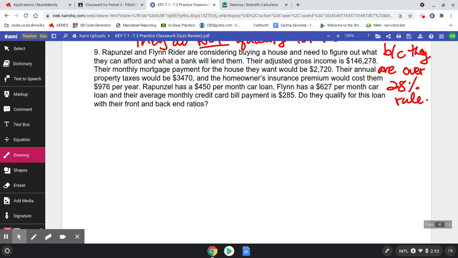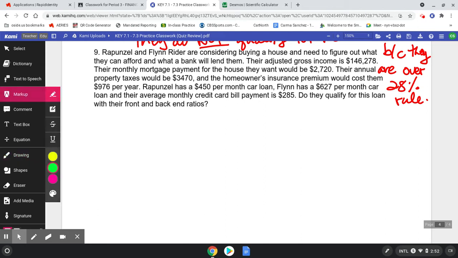Rapunzel and Flynn Rider are considering buying a house and need to figure out what they can afford and what the bank will lend them. Their adjusted gross income is this. Their monthly mortgage payment would be this. Their annual property taxes and homeowner insurance would cost them this. Rapunzel has $450 per month car loan. Flynn has a car payment as well. And their average monthly credit card payment is this. Do they qualify with their front and back end ratios?